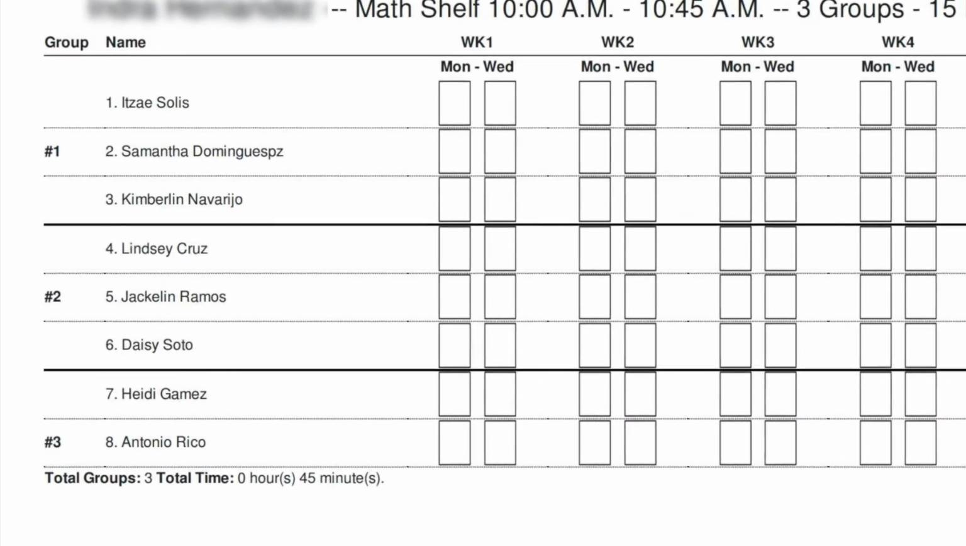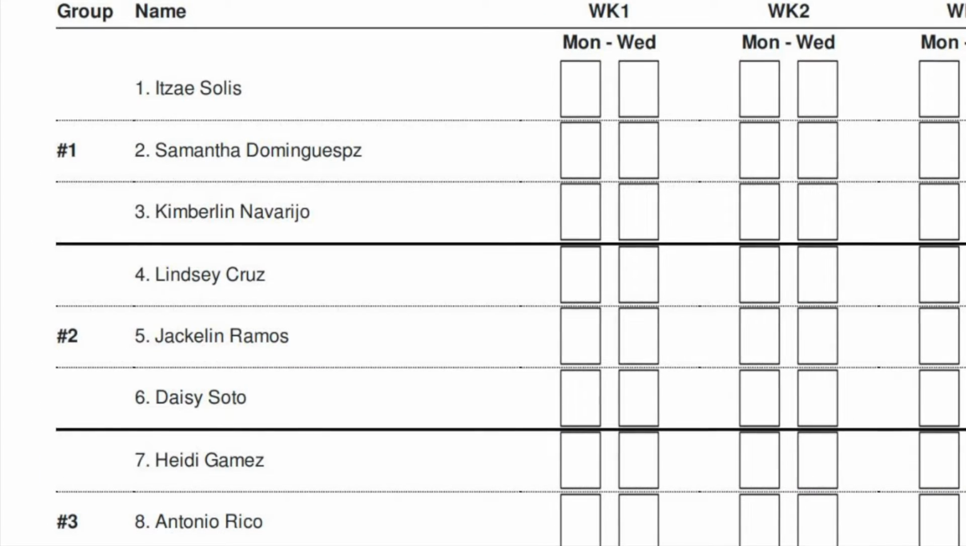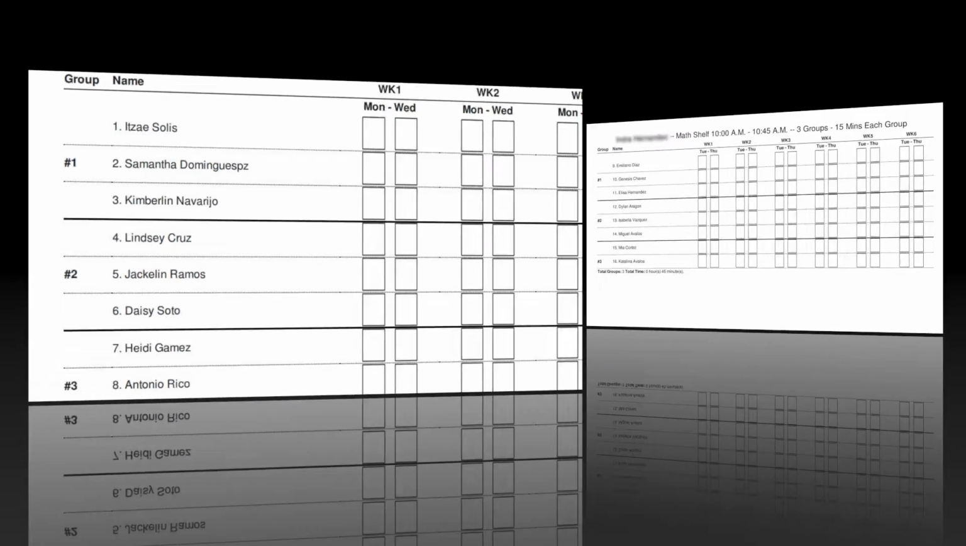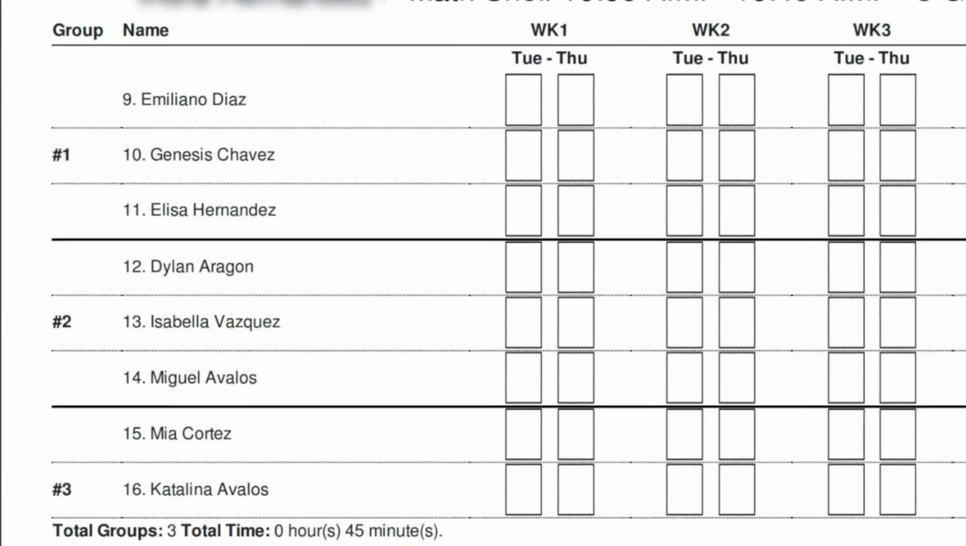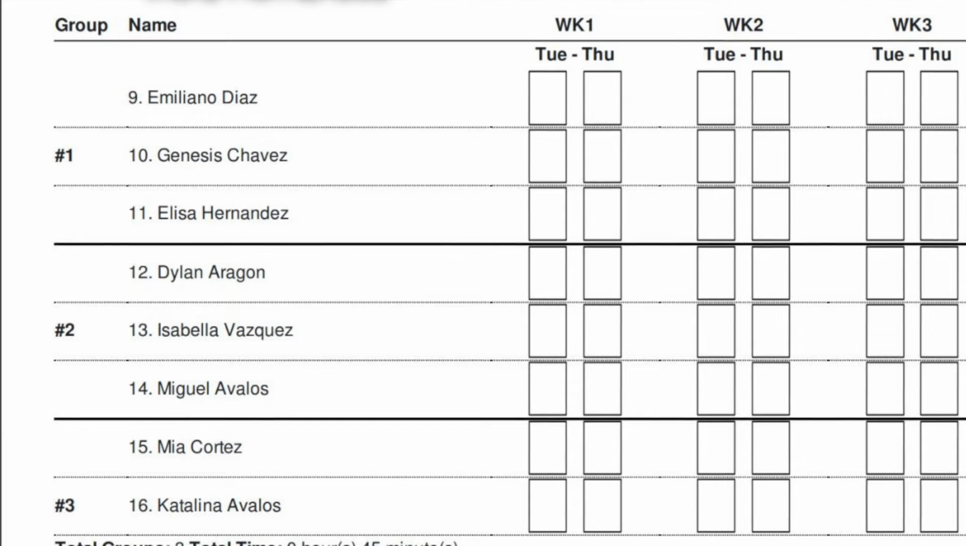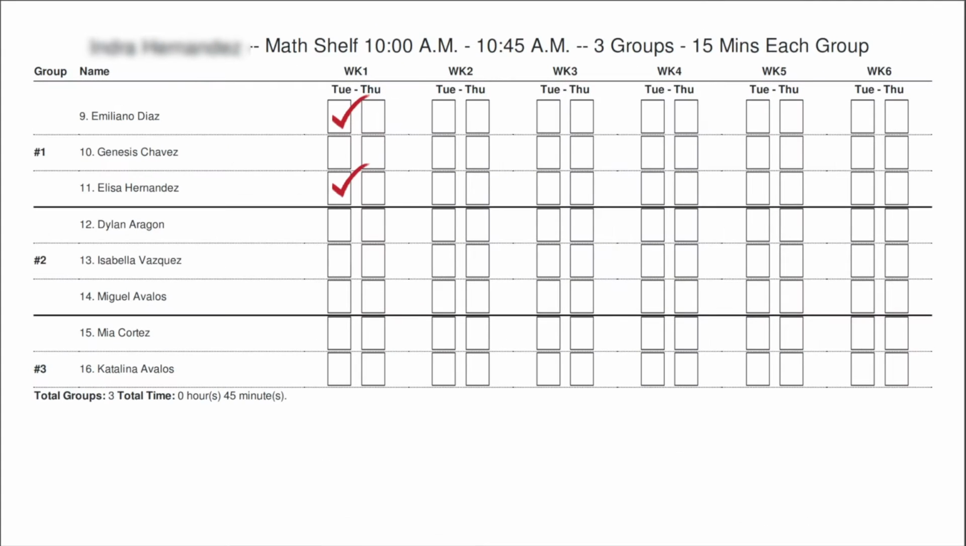Notice that the play schedule shows that 3 groups of students will play MathShelf on Monday and Wednesday, and 3 will play on Tuesday and Thursday. Each time a child plays MathShelf, make a check next to that student's name. Be sure every student plays MathShelf twice a week and follows your schedule.